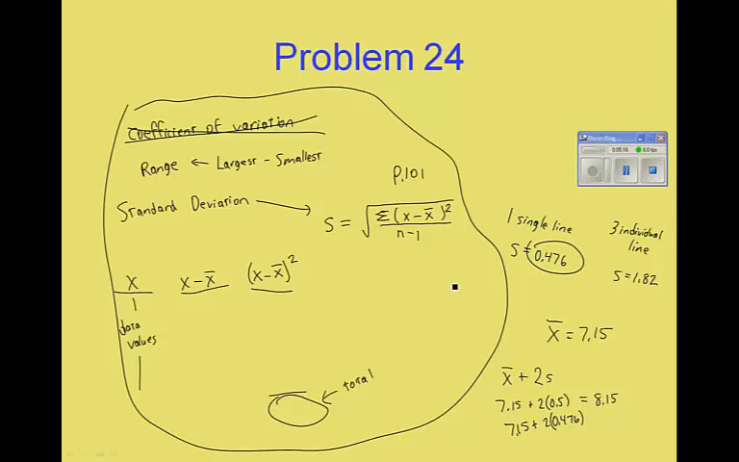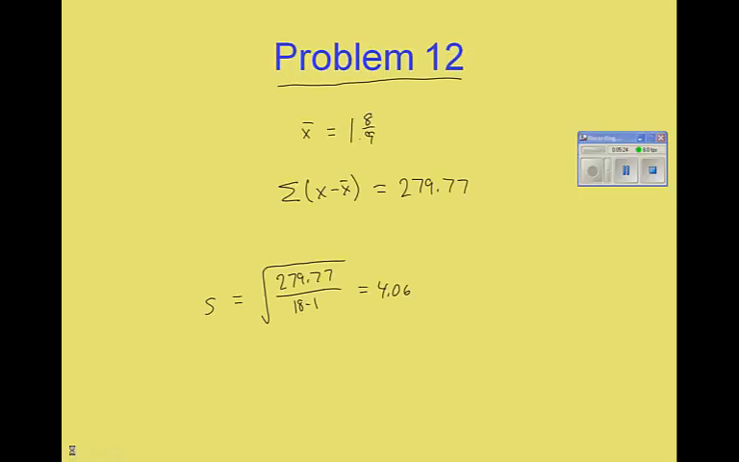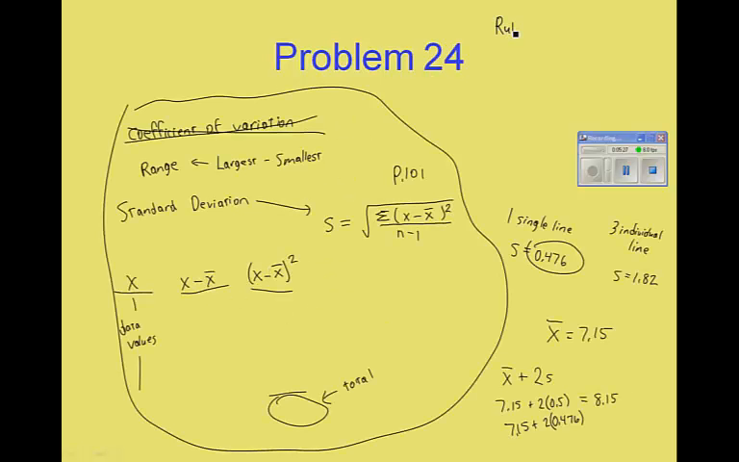Rule of thumb. And maybe I'll do that here. We're not going to do problem 28 right now. Let me do it here. So one last rule of thumb. S is approximately equal to the range divided by 4.